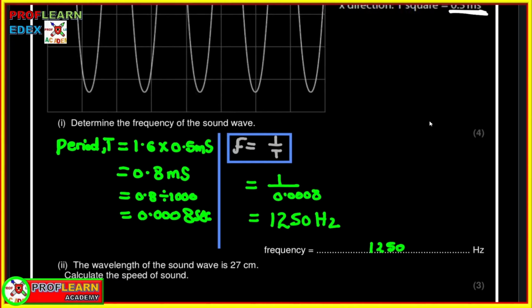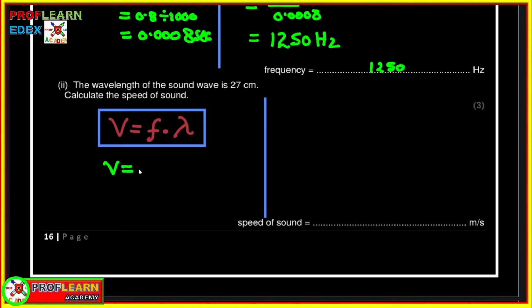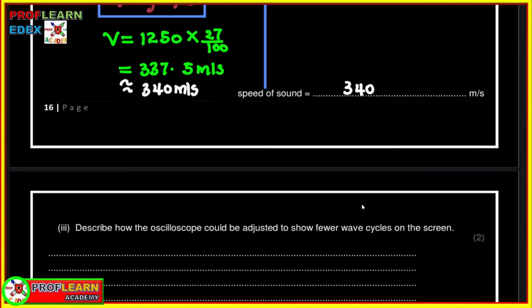The wavelength of the sound wave is 27 centimeters. We're supposed to calculate the speed of the sound wave. We are going to use the wave equation, and in this case we need to make use of the wavelength. The wavelength here is in centimeters, so we have to divide by 1000 so that we have it in meters before multiplying. So that becomes 337.5 meters per second, which is approximately 340 meters per second, which is actually the speed of sound in air.